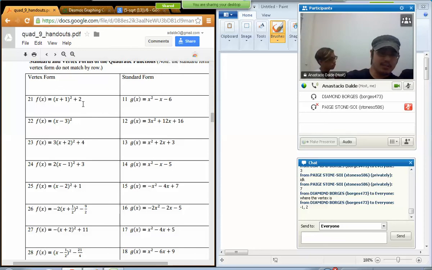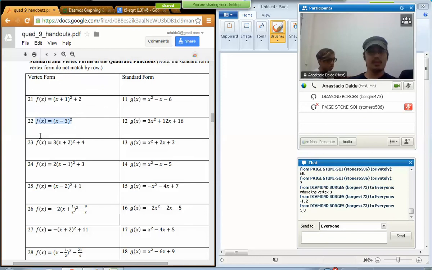Where is the vertex on this guy right here then? Come on, somebody else. 3, 0. And by somebody else, I meant somebody else besides Diamond. All right, tell me, where's the vertex on this guy right here, number 23? Negative 2, 4. Negative 2, 4, exactly.